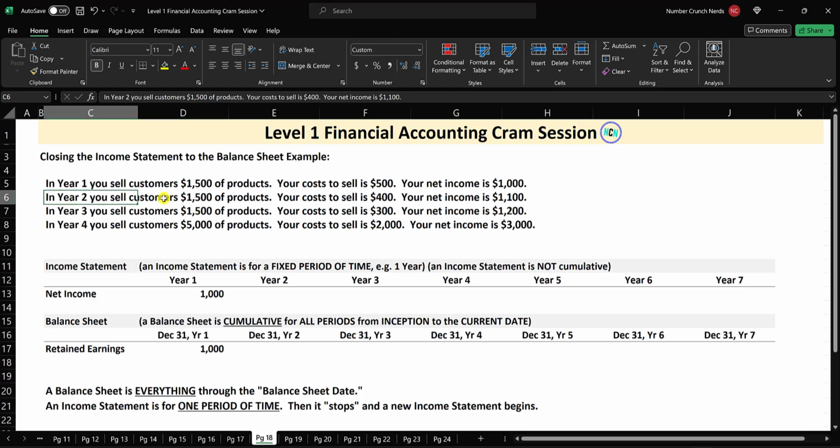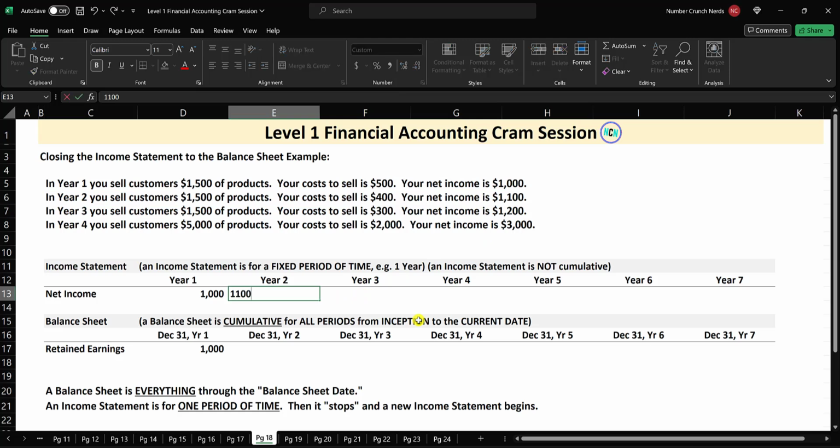Now in year two, I sell $1,500 of products. The cost is $400. Net income is $1,100. So I have $1,100 of net income on this year's income statement. But on this balance sheet, because it's cumulative, my retained earnings will equal this $1,000 right here from the previous period, plus the new amount right here. So retained earnings is going to be a cumulative amount: the previous year's plus this year's.